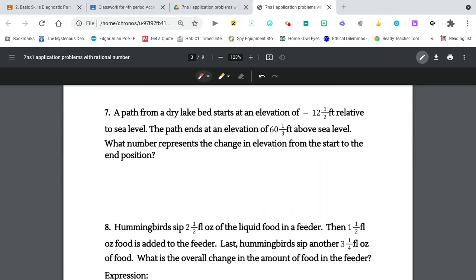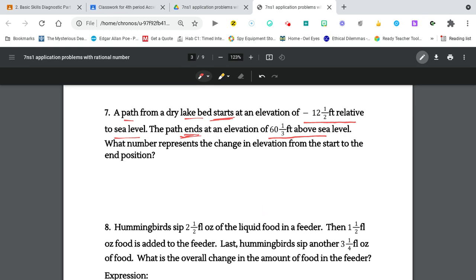Let's take a look at 7. So we got a path from a dry lake bed. It's starting at an elevation of negative 12.5 feet relative to sea level. The path ends... I've got a start and an end on this. I'm pretty sure this is going to involve order. It ends at an elevation of 60 and 1/3 feet above sea level.